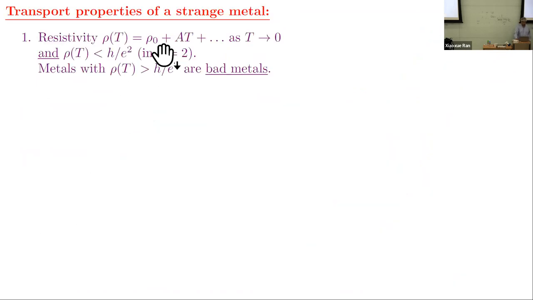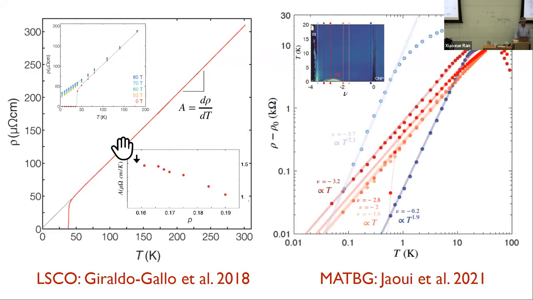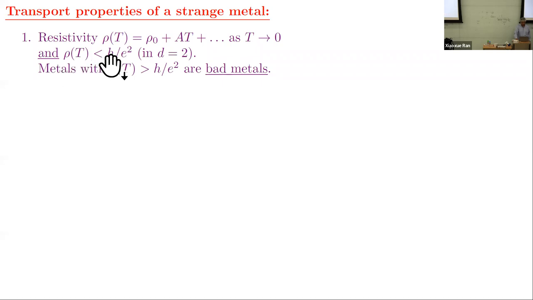So that's my definition of a strange metal: some model where the resistivity is a constant plus a term linear in T as T goes to zero. And furthermore, the resistivity is small. In fact, here it's almost going to zero. And it should be smaller than h over e squared. Now, there are many models, including these lattice SYK models, that give you bad metals, but these have resistivity which is linear in T, but much larger than h over e squared. Okay.